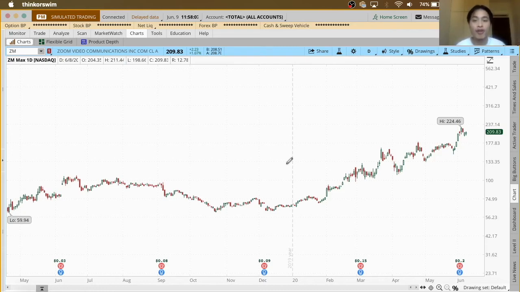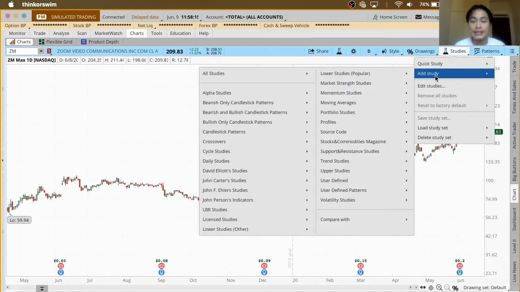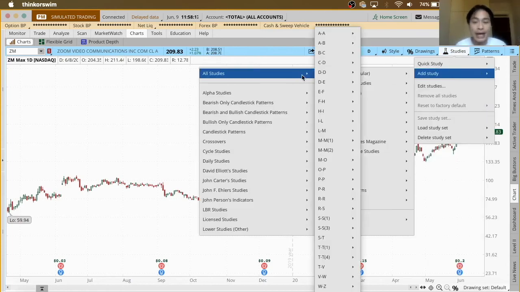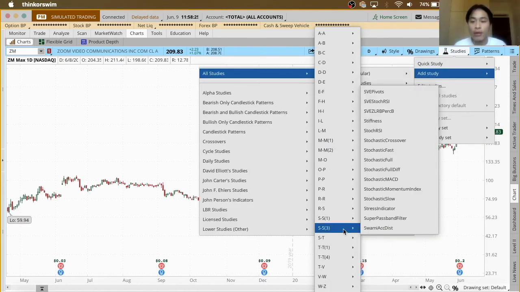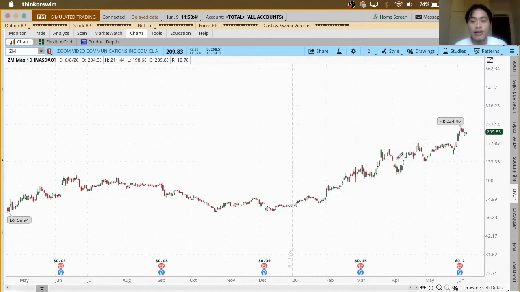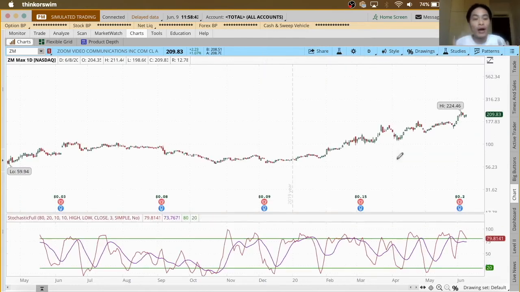Alright, so this is the charting platform, ThinkorSwim. The first thing that we want to do is go to Studies, then add Studies, right? So we go under All Studies. And the next thing is we want to look for stochastic oscillator. It starts with the letter S, right? So here there are different stochastic indicators that we can use. The one that we want to use is the stochastic full, right? So we click on the stochastic full and we will have our stochastic oscillator appearing on a price chart.